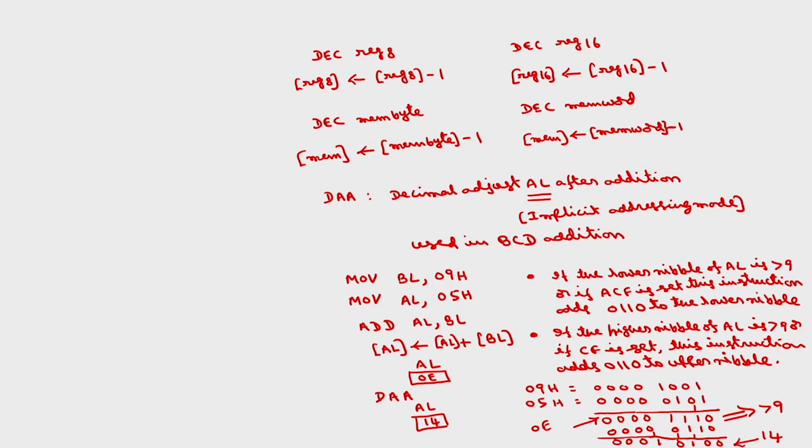I will take an example where the auxiliary carry flag is set while the magnitude is less than 9. If I take the second example, suppose I want to add something like 39H and 48H. So, what is 39H?